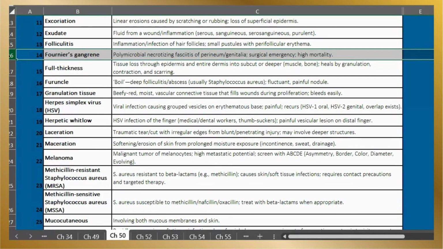Fournier gangrene. I will never post a picture about this. You can just type it in Google or any browser you have, Safari or Bing, depends. If you see it, you'll understand more what it means. It's a polymicrobial necrotizing fasciitis of the perineum and genitalia, a surgical emergency with high mortality.